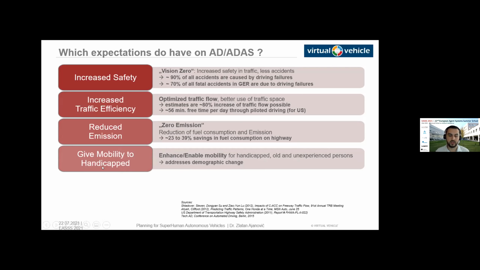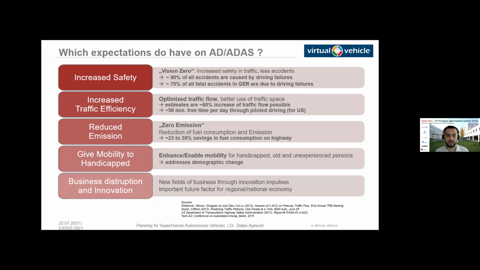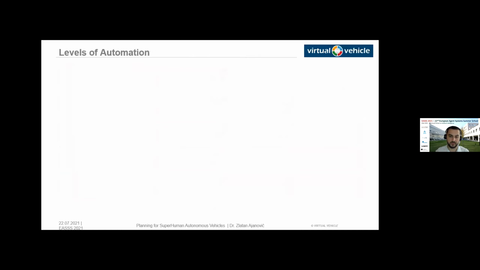And the fourth topic is a very important one: giving mobility to handicapped people who don't have the privilege of being able to drive themselves. Autonomous vehicles enable them to drive as well. And as a final one, there are business disruptions and innovations, and it is also promoting, let's say, companies to invest into these topics.